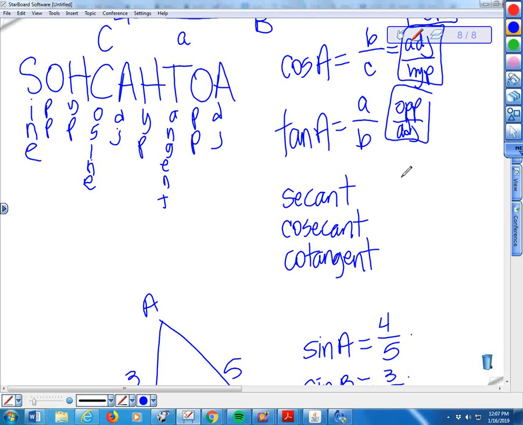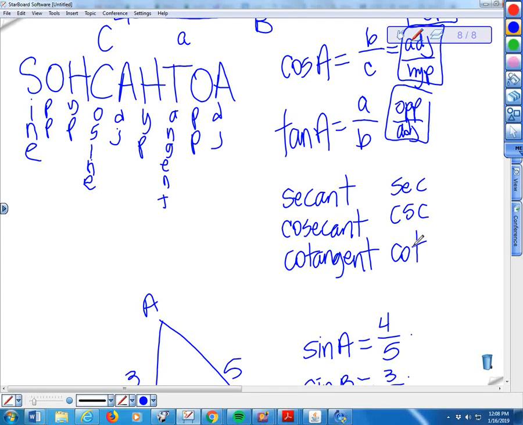So secant is abbreviated S-E-C. Cosecant is abbreviated like this, not C-O-S, because then you'd confuse that with cosine. And then cotangent is like this. They are related to sine, cosine, tangent, but not the way that would be intuitive. And why math people don't do this to make it helpful for us, I don't know.